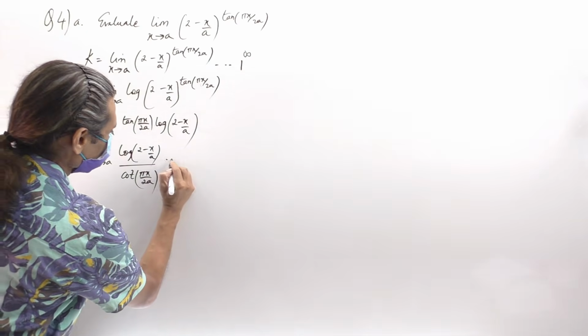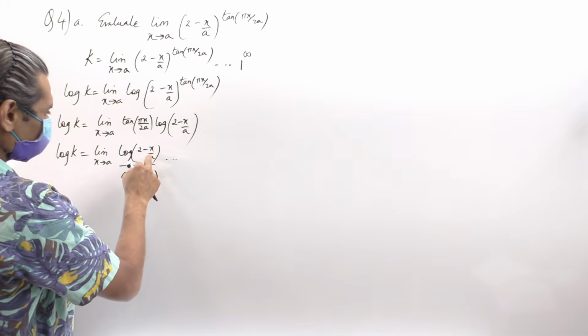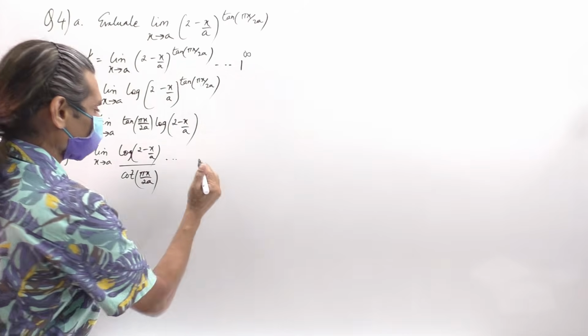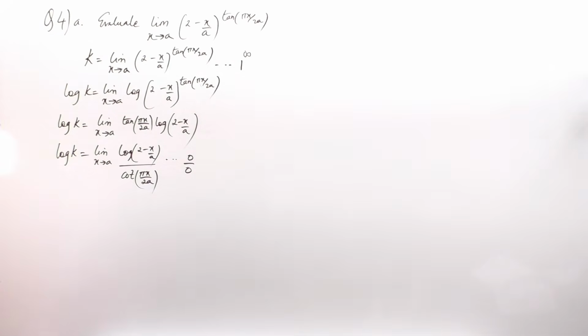Now let's put a value here. In place of x, if I put a, x by a is 1, so log of 2 minus 1 is log 1, which is 0, but again cot pi by 2 is 0. Fine. So the L'Hopital rule says differentiate numerator upon differentiate denominator separately.